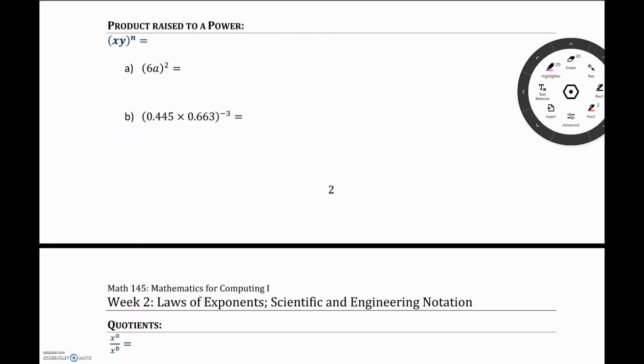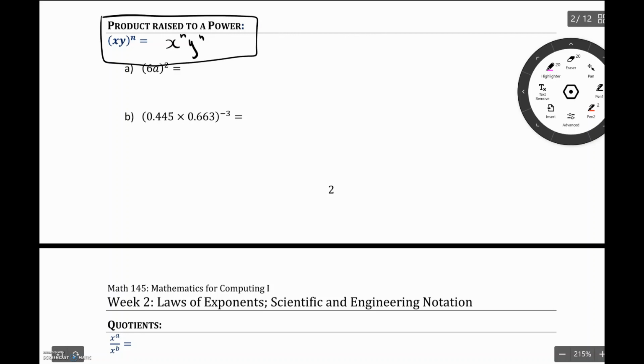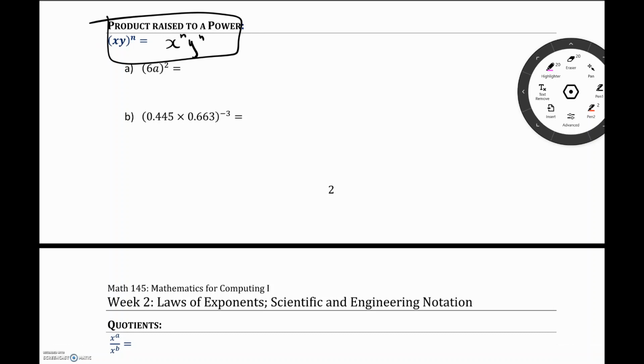Next we have what we call a product raised to a power. So the base is now a product xy. In this case, the exponent applies to both numbers that make up the product. So this becomes x to the n, y to the n. Right? So in this case, we have 6a all squared. So we write it as 6 squared, then a squared. Now 6 squared we can simplify to be 36, and then a squared.